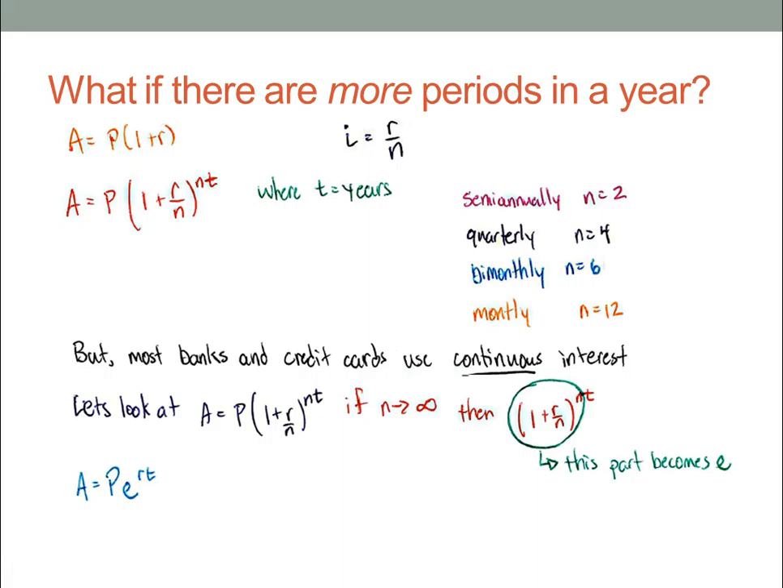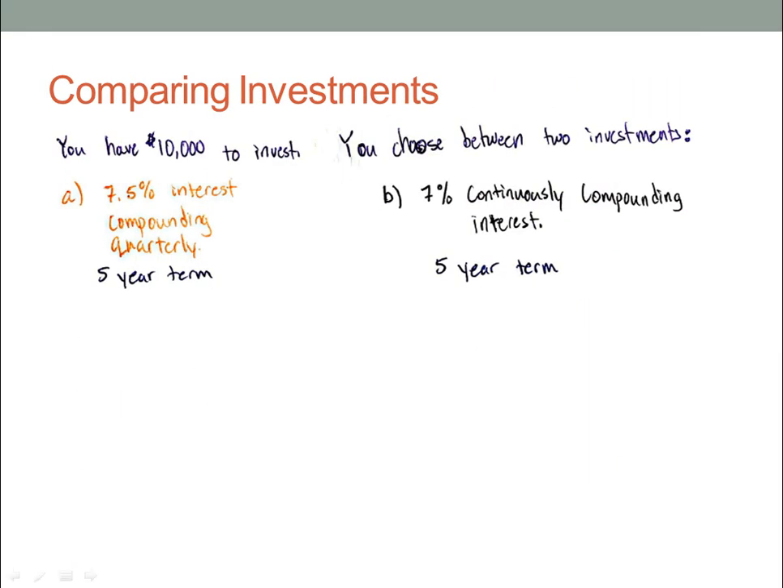All right, so how can I ask you questions about these? Well, I'm going to have you compare investments. So let's take a look at comparing investments. You have $10,000 to invest. Of course, this is a dream for everybody. You can choose between two investments. The first investment here is going to be 7.5% interest compounding quarterly, and that's a 5-year term, or 7% continuously compounding interest at a 5-year term.